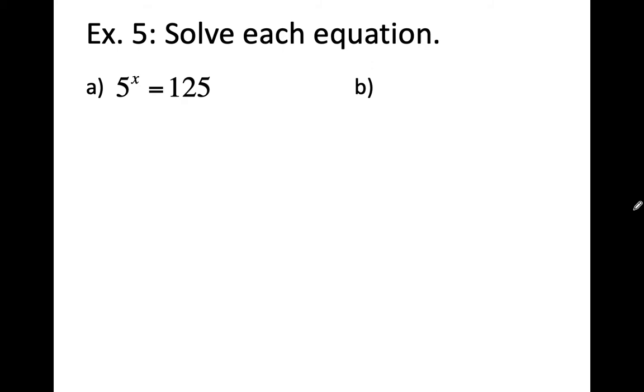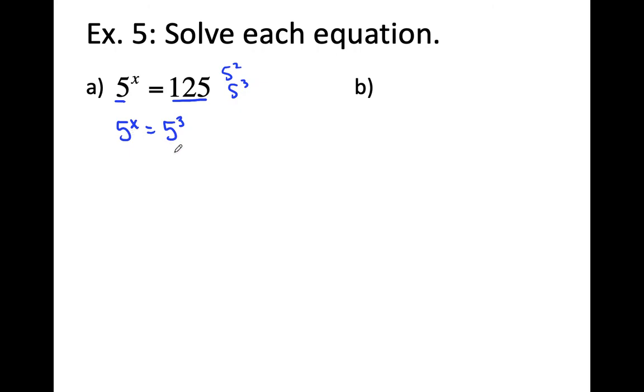So the key with these is make these numbers, the non-exponent numbers, have the same base. And it's always going to be the smaller one. So 5 to the x equals 125. So I'm going to keep my 5 to the x, and I'm going to rewrite this so it's a base of 5, which would be 5 to the third. So you'd have to figure out, you know it's not 5 to the second, and then 5 to the third, you just type it in, you get that.